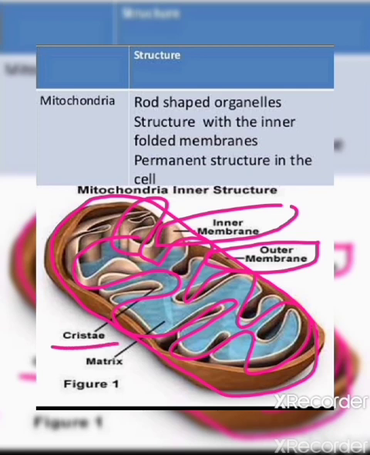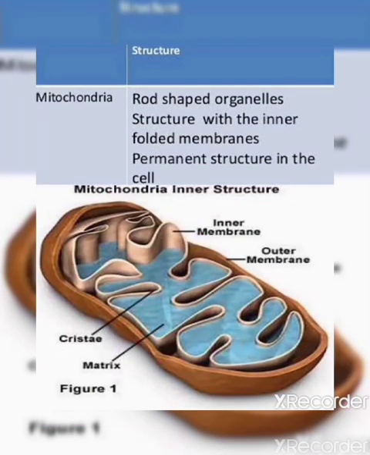Inside the mitochondria there is a type of fluid that is known as matrix, which is given in blue color. Mitochondria have their own DNA and also contain their own ribosomes.